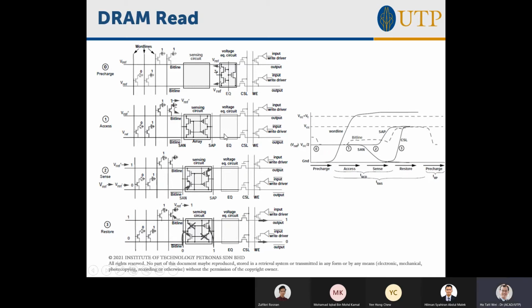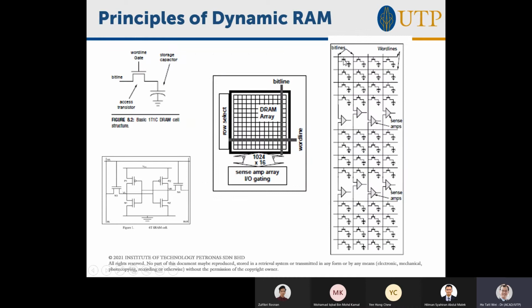Now, after your pre-charge, you're going to start the read process. The read process is broken down into 3 steps: access, sense, and restore. Access just means I am now going to choose the word line and have it update my bit line. Again, this is only 1 bit, 1 bit line here. So if I choose the word line, that bit will update.